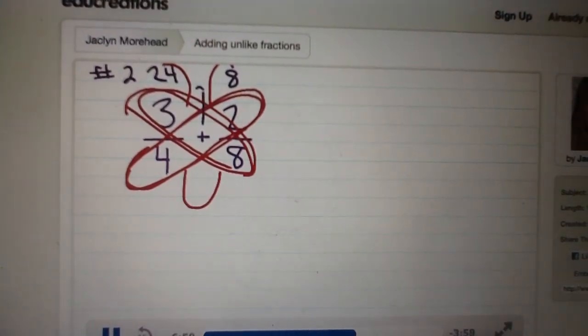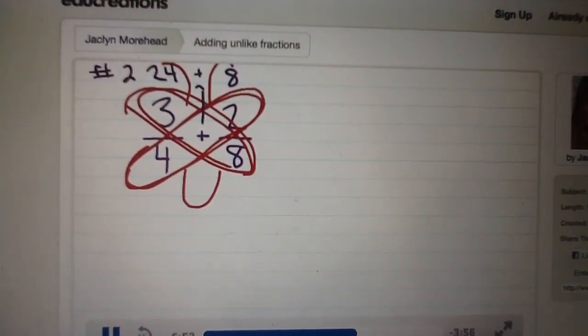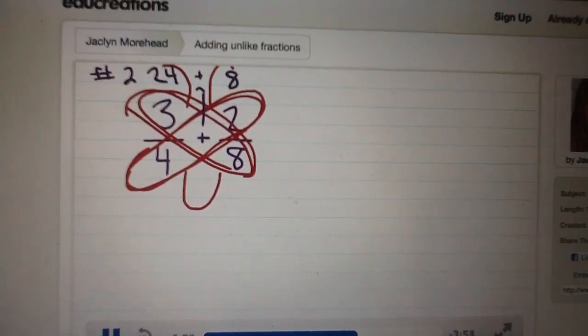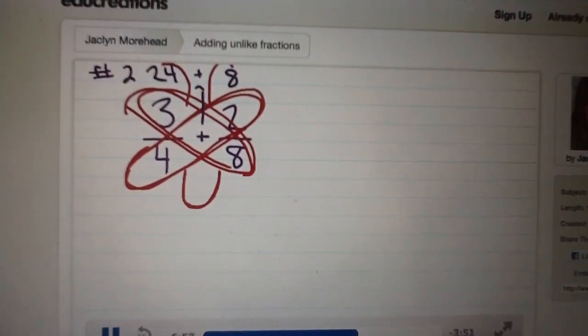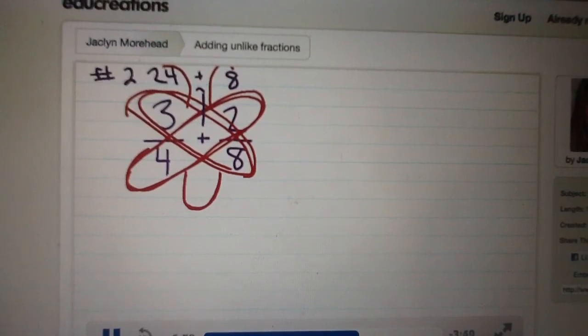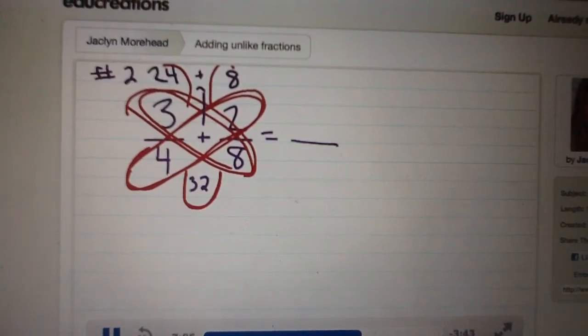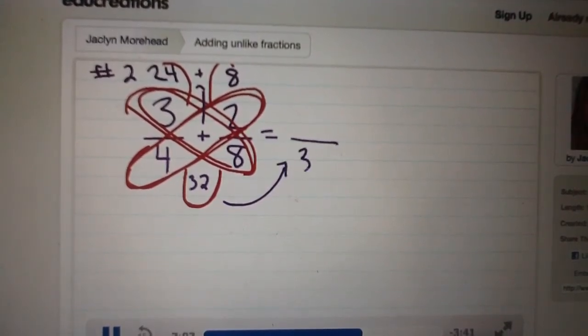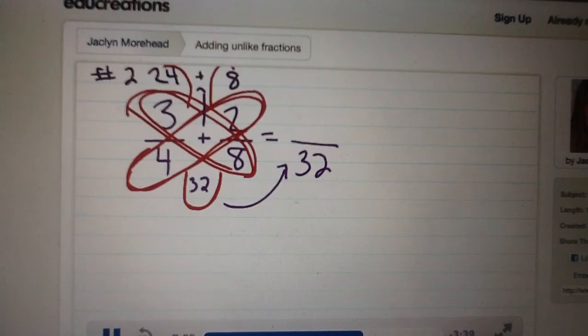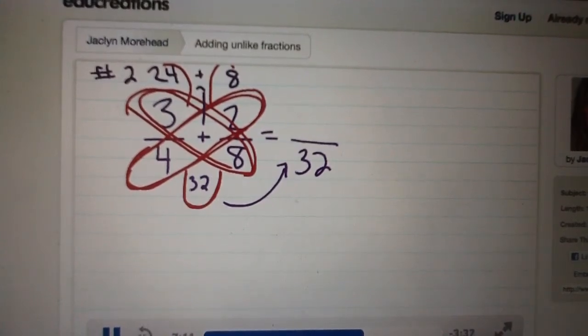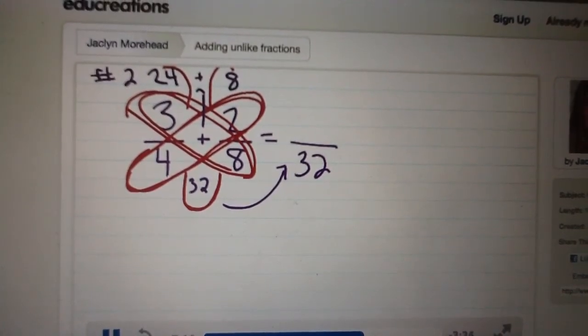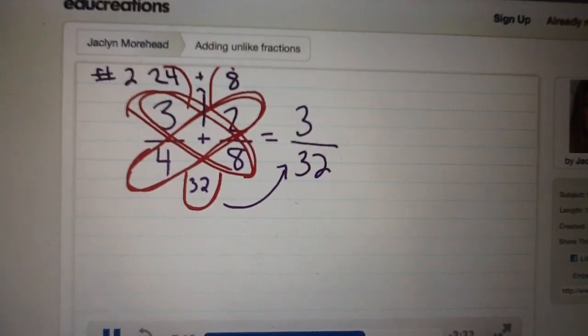And I'm just going to carry my symbol up. I have 24 plus 8, and then on the bottom, the body of my butterfly connects 4 and 8, and I know that 4 times 8 equals 32. Remember, this just carries right up here. That's my denominator, 32. And if I add 24 plus 8, I get 32.